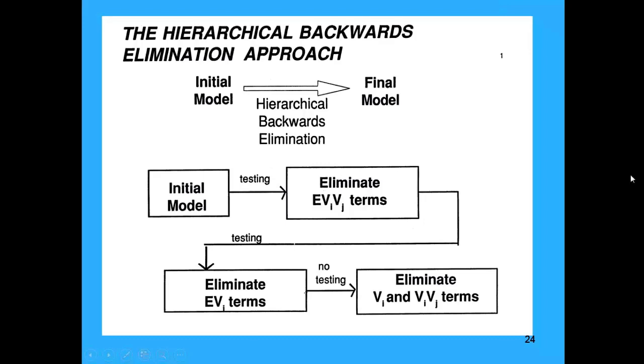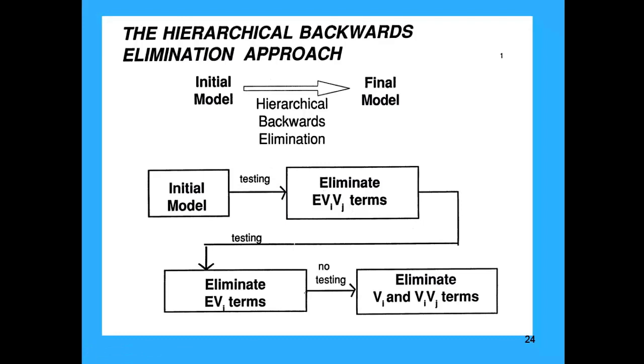The way we're going to do this, we're going to use an approach called a hierarchical backwards elimination approach. That's part of the strategy. How you do it, there are guidelines, but there's a lot of room for maneuver here. So you start with the initial model. And then the next thing you do is you eliminate the E, VI, VJ terms in the model if you have those terms.